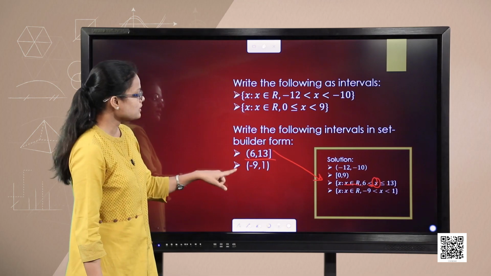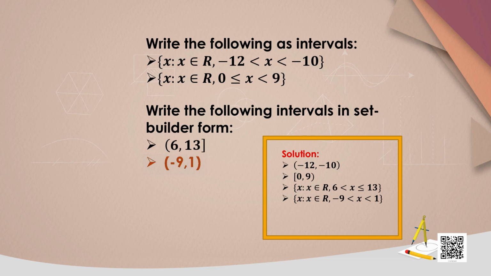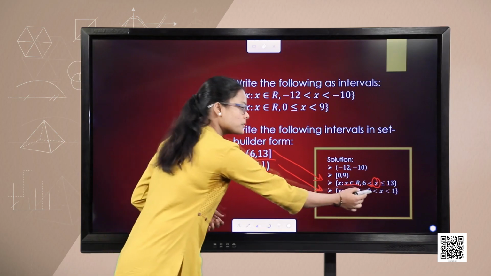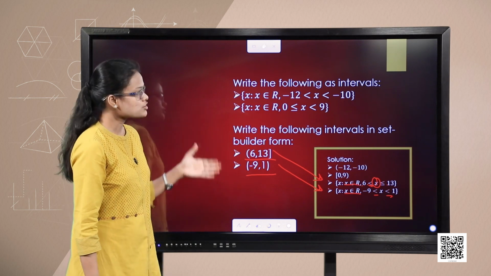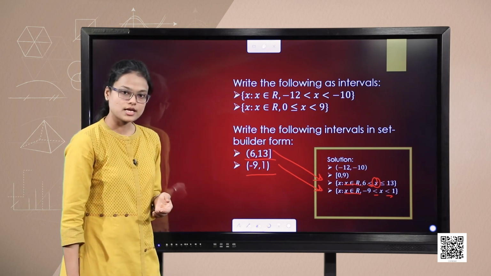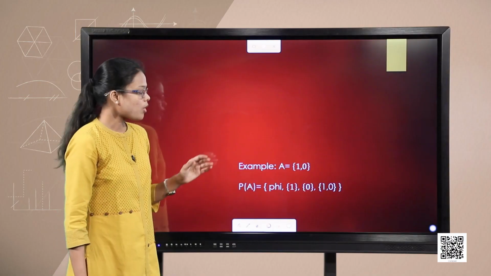Okay? Similarly, let us write this interval -1 and 1, which is an open interval, in a set builder form, which is representing the set of all those real numbers which are lying between -1 and 1. Yes, both are not included in the interval, so there will be strict inequality. Okay, students, hope you have understood how you have to represent sets in an interval form and interval in a set builder form. Now observe this example.